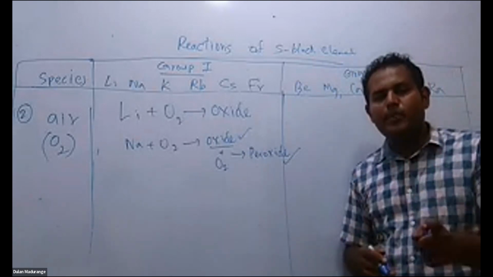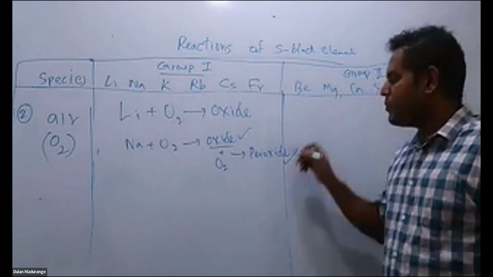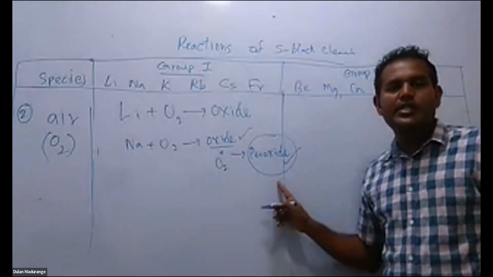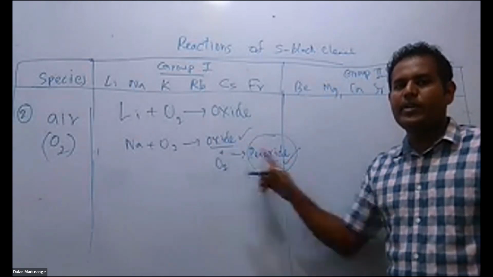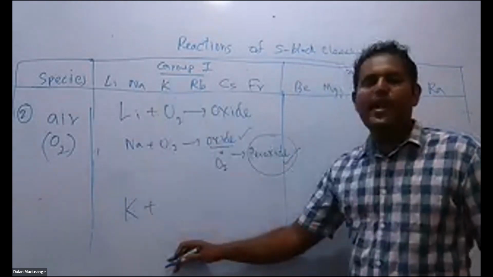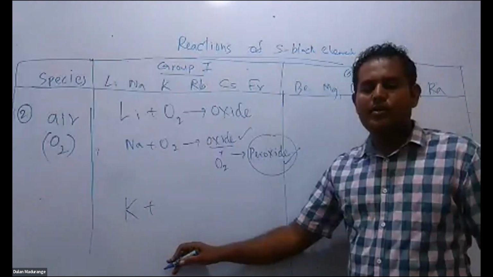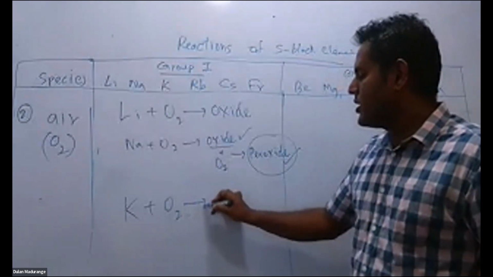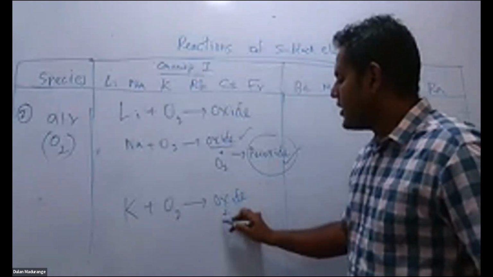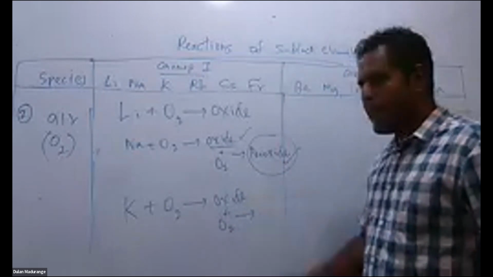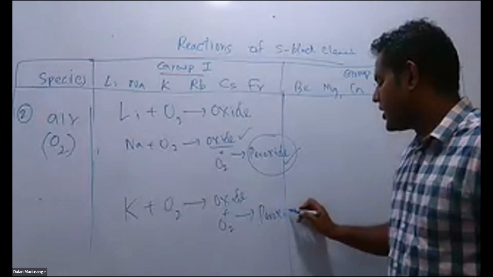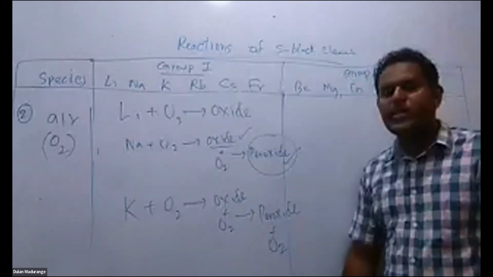What is the major product? The most abundant product is peroxide. If we get an oxide and peroxide mixture as 100%, peroxide is 70% and oxide is 30%. Then what about potassium? Potassium is more reactive than sodium. Potassium reacts with oxygen, at the beginning forming potassium oxide. Potassium oxide reacts with oxygen to form potassium peroxide. Then potassium peroxide reacts with oxygen further.